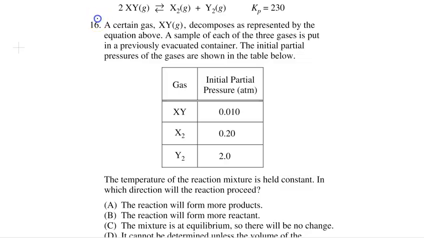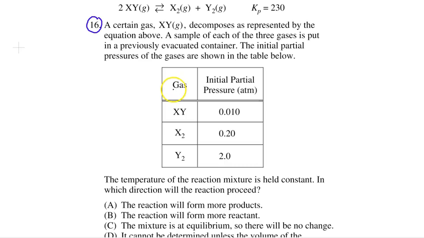Number 16. Okay, number 16, we've got a reaction at equilibrium. They're giving me the equilibrium constant. They're calling it Kp because these are gases. They could call it a Kc if there were concentrations. It doesn't really matter. So we've got a certain gas decomposes. They're giving you, at some point, these concentrations. They're not saying that these are the concentrations at equilibrium.